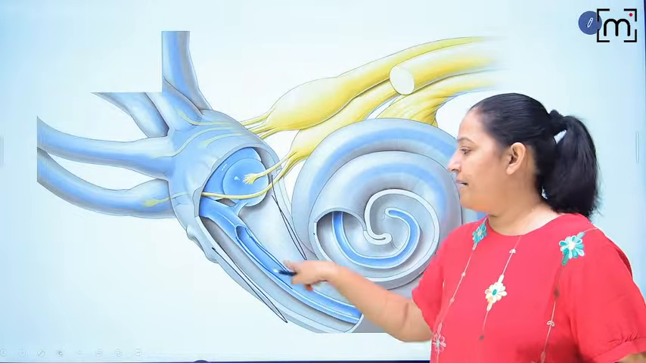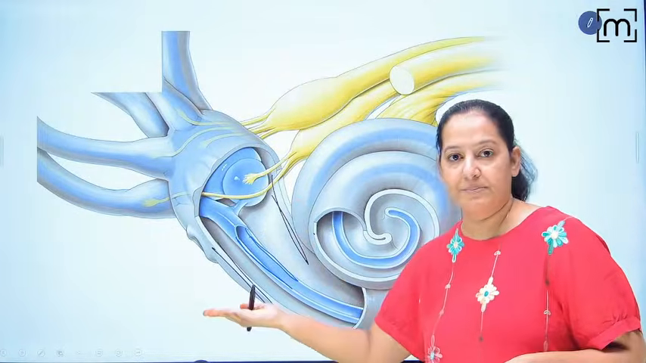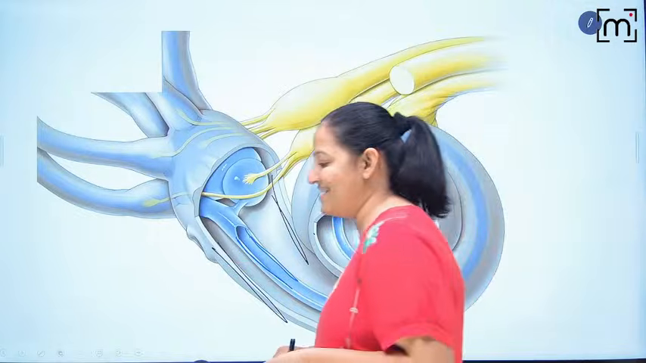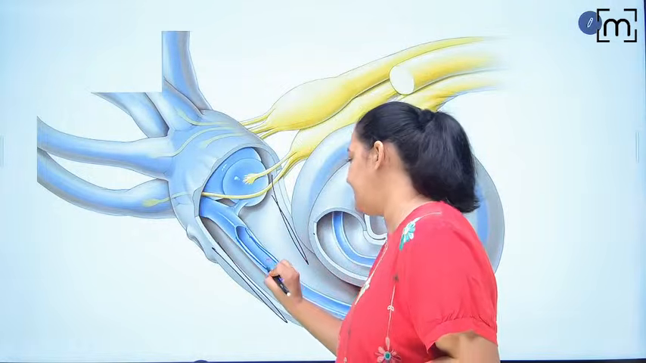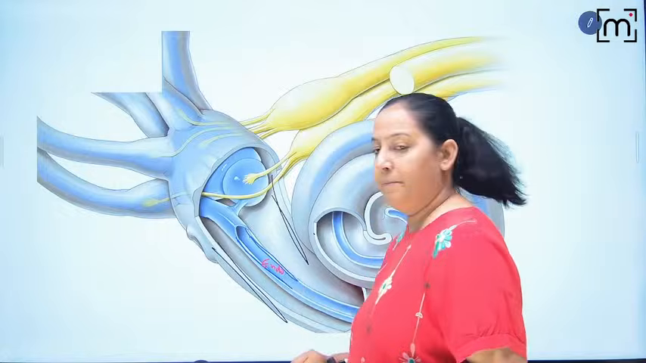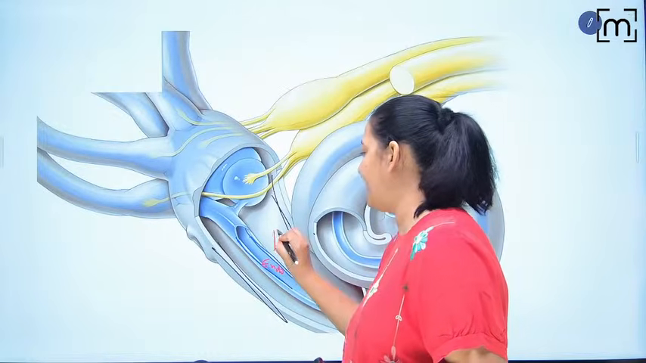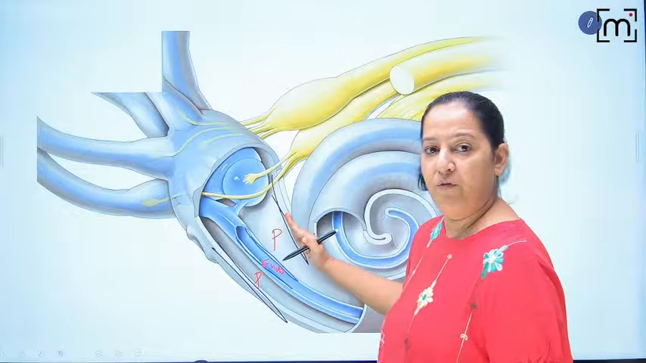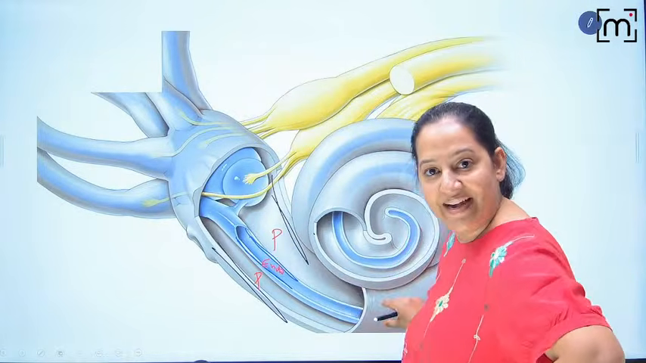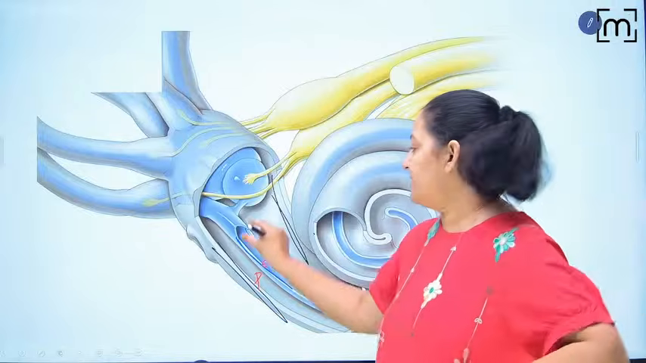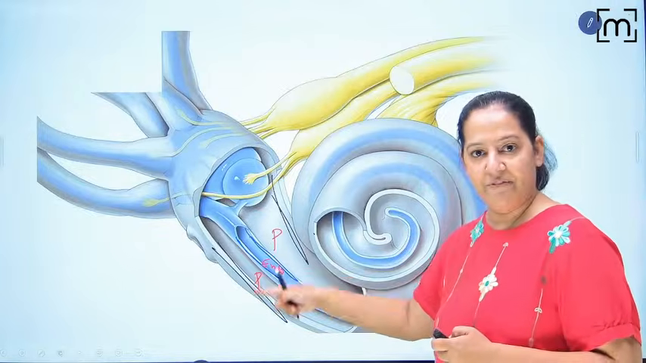You can appreciate this is the membranous labyrinth, outside which this is the bony labyrinth. Got it? The membranous labyrinth is filled with endolymph and the bony labyrinth is filled with perilymph. So there is perilymph all around, and this one in the center has endolymph. Endolymph at the center and perilymph all around.